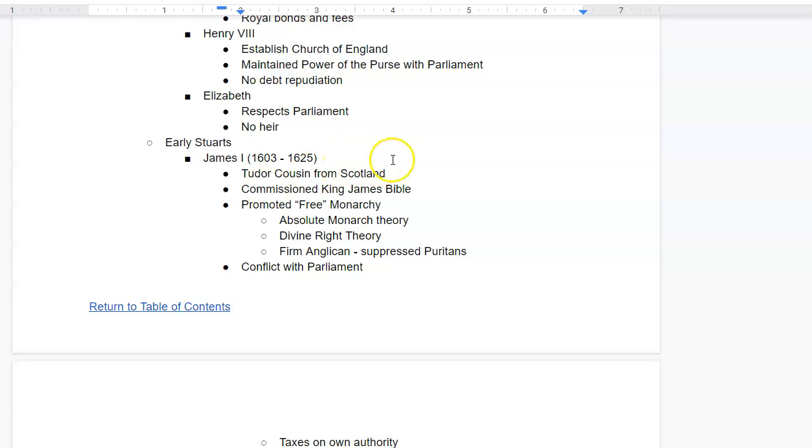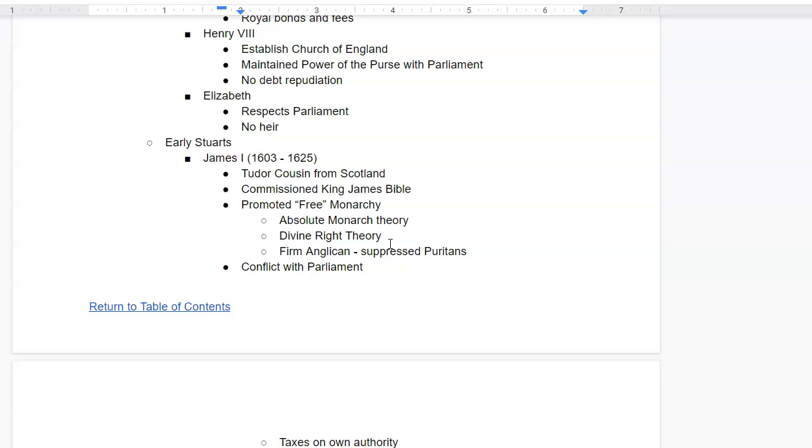He's famous for commissioning the King James translation of the Bible. He didn't write it all himself. He sponsored it and took it as a major project of his rule. And he is famous for promoting in a book the idea of a free monarchy. Doesn't mean it cost nothing. It was free, meaning free from interference from his own nobles, from a parliament, from the church, a monarch who was totally free. Basically, an absolute monarch, one that had all power in his hands, one whose power comes from God alone, therefore divine right theory.